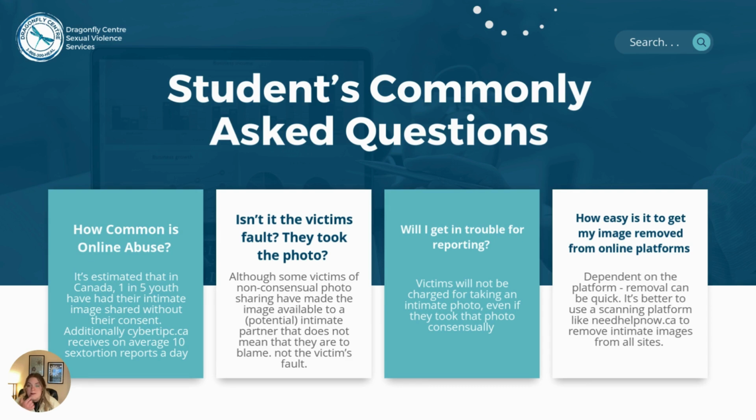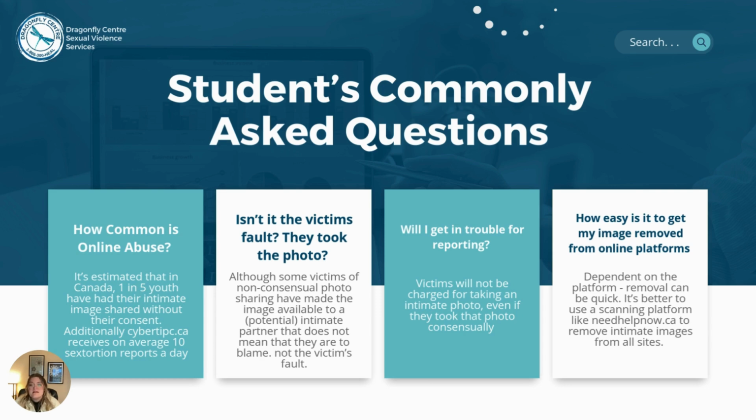Another common question, will I get in trouble for reporting? Victims are not charged for taking an intimate image, even if they took that photo consensually. The law is designed to protect young people from exploitation and ensure they can seek help without fear of legal consequences.